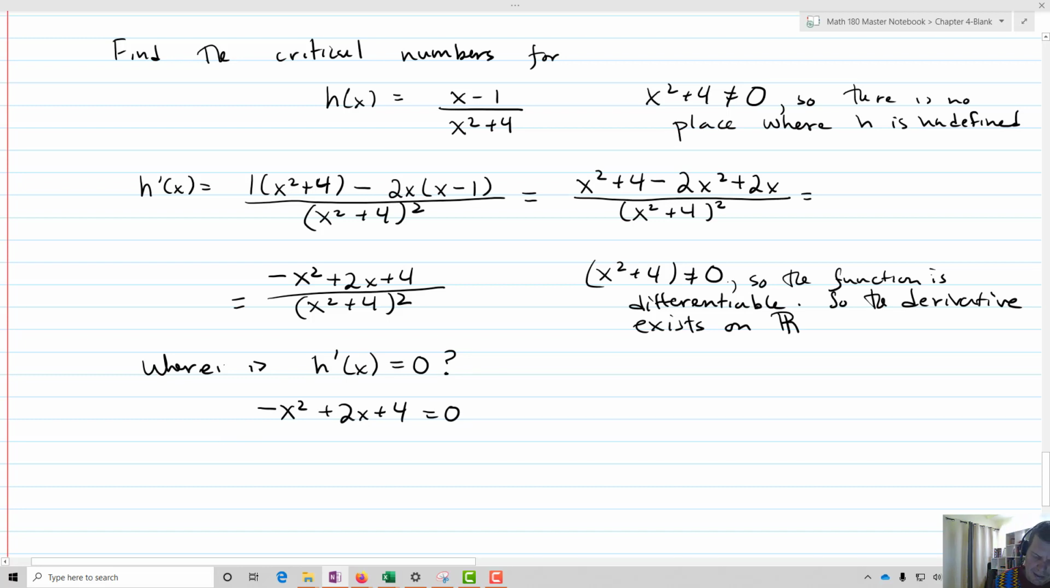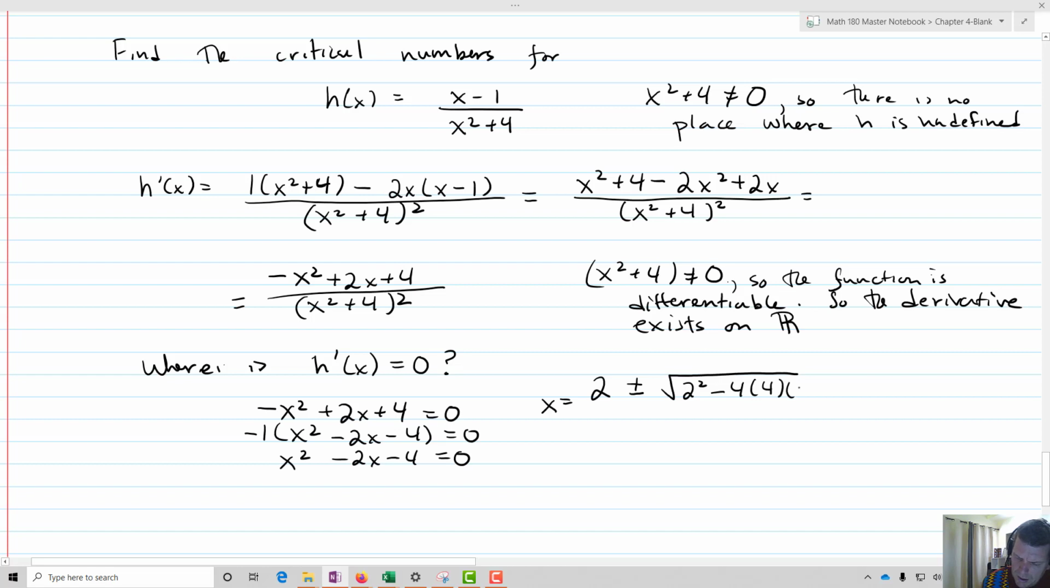What we'll do now is factor out a negative 1. So we'll make this negative 1 times x squared minus 2x minus 4 equal to 0. That means that x squared minus 2x minus 4 has to equal 0. For the sake of ease, I'm just going to use the quadratic formula again. So x will equal 2 plus or minus the square root of 2 squared minus 4 times 1 times negative 4, divided by 2 times 1. And that's actually a negative 4, excuse me. Negative 4 times negative 4 plus 1. So this is going to equal 2 plus or minus the square root of 20, divided by 2.